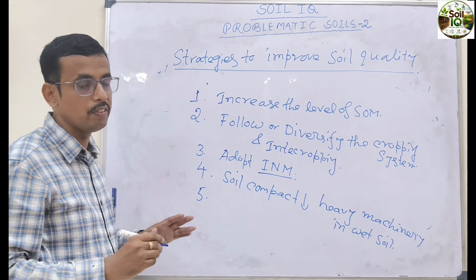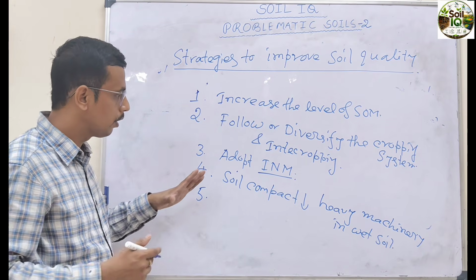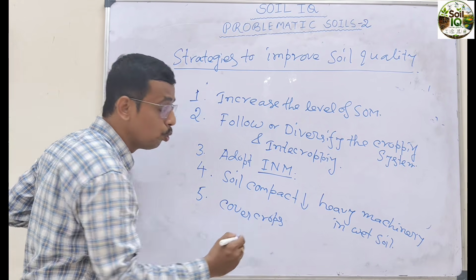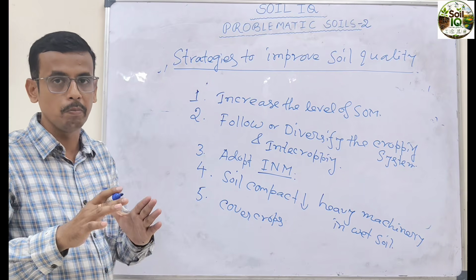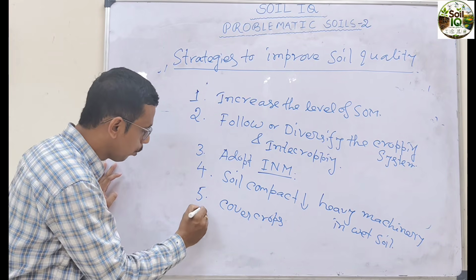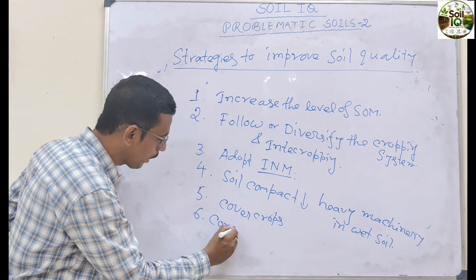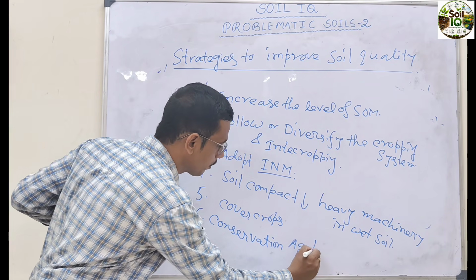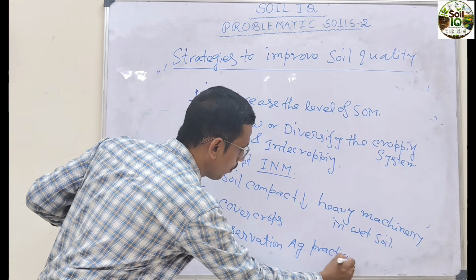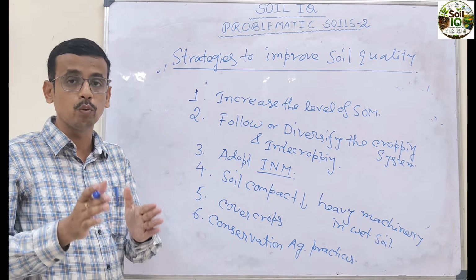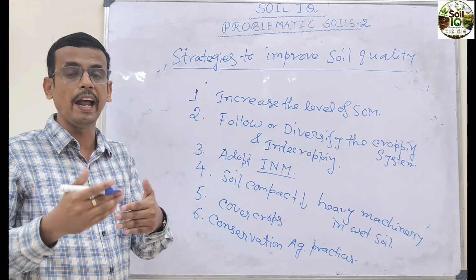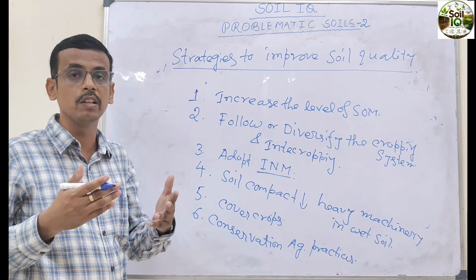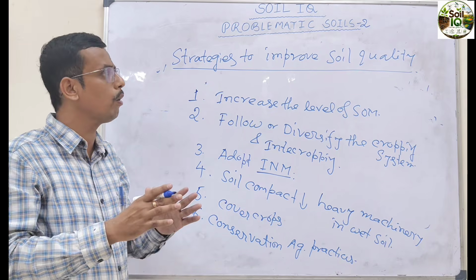Number 5 is you can use cover crops to hold the moisture, maintain optimum moisture quality and moisture amount. And the last one is you can adopt conservation agricultural practices, and that will help you to minimize the tillage and helps to improve the soil physical qualities. All these will help you to improve soil physical, chemical and biological quality, overall soil quality.